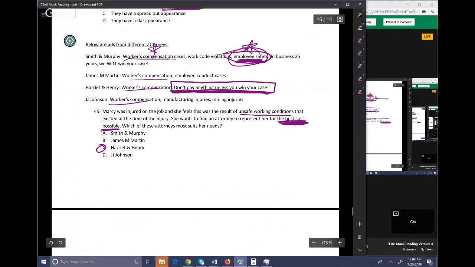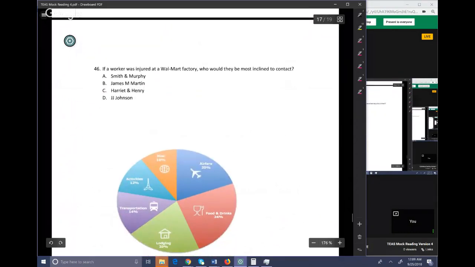So if you do that question, you do want to pick the one who is on what they call contingency, where you do not pay unless you win your case. That will be more important than an attorney who specifies safety as part of their representation. The second question asks about a Walmart factory.